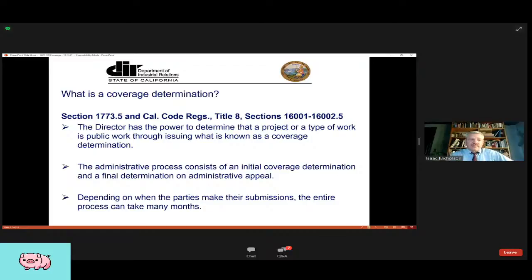entails some back and forth between the director's office and the various requesting parties and interested parties to the coverage determination. As I went over in the presentation earlier today, especially the public funding components of a potential public works project can be quite complex. And sometimes it takes a little while to get all the necessary records in place, especially if we're talking about a long-term development project or complex funding. So it's important to be aware that, depending on the complexity of the question and the project, it's not necessarily going to be a very expeditious process. It can take a little while and some back and forth.